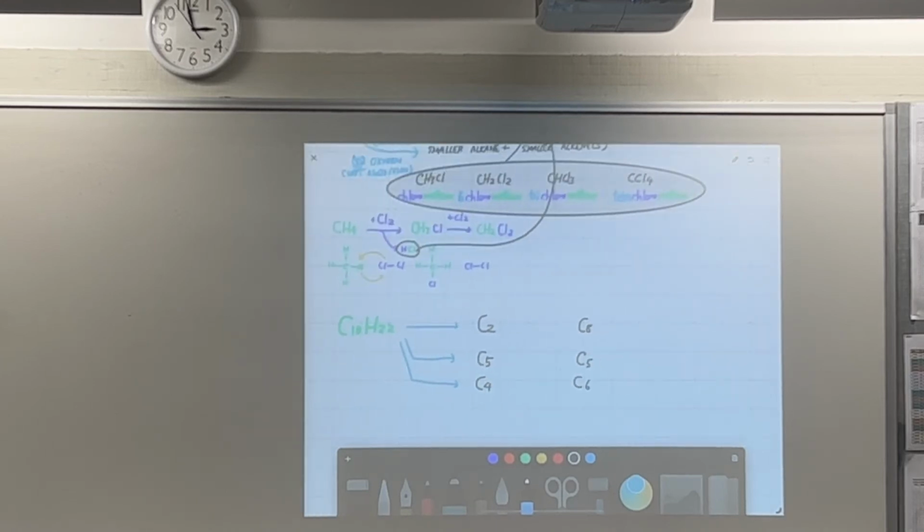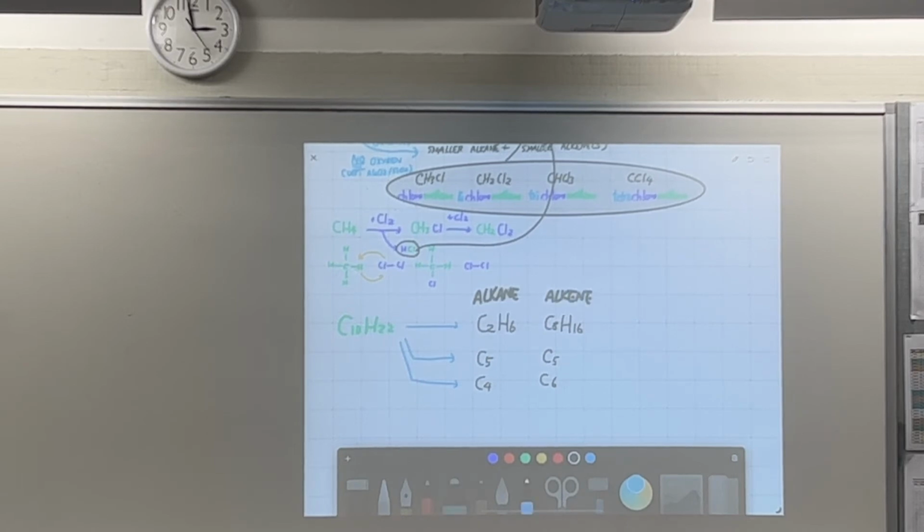Okay, so let's just put one more. Can you tell me the formula of an alkane with 2 carbons? C2H6. What about an alkene with 8 carbons? C8H16. Right? So you have an alkane here and an alkene here.